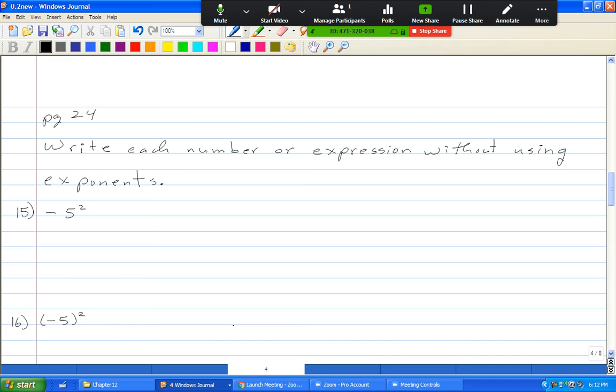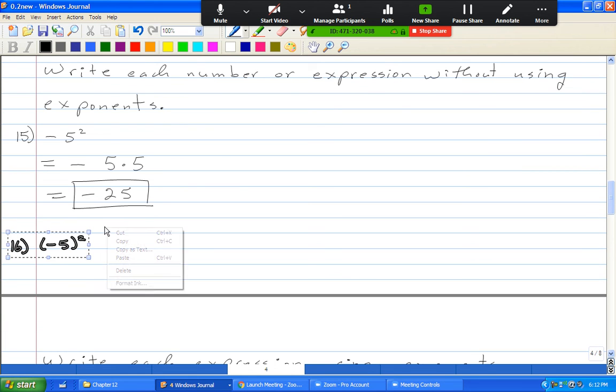So for problem 15, I have a negative 5 squared. So this means take 5, multiply it twice because I have an exponent of 2, and then negate. And so this is equal to a negative 25. And that is your answer.